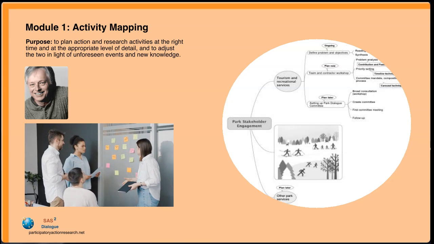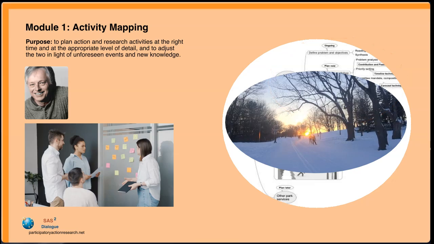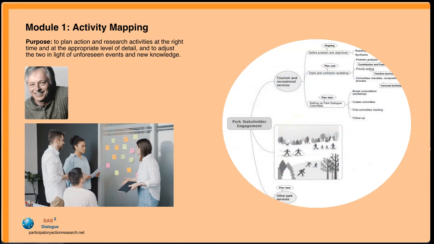Create an activity map beginning with a title card, drawing or object representing the project. Place it in the center or the middle left side of the map. Then add the sets and subsets of activity cards to the map, creating branches and sub-branches as shown in the figure. In this example, actions are designed to reduce tensions around winter activities in a Canadian national park.